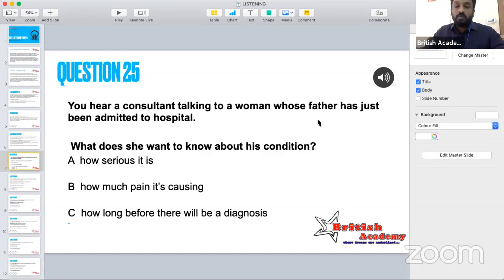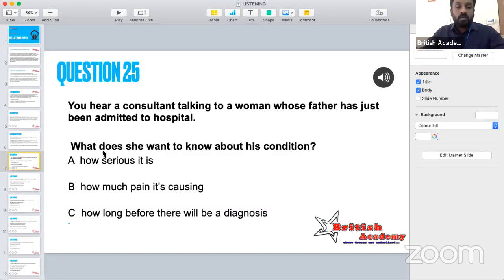The person who would be speaking is a consultant, and the person who would be listening is a relative of a patient. A consultant will be talking to a woman. So here the main person speaking is a consultant, and the audience end would be a woman whose father has been admitted to the hospital. So here the main conversation will be done by the doctor, and the woman will be listening to what the communication is all about, then they would decide what the condition is. Now the question says, what does she want to know about his condition?